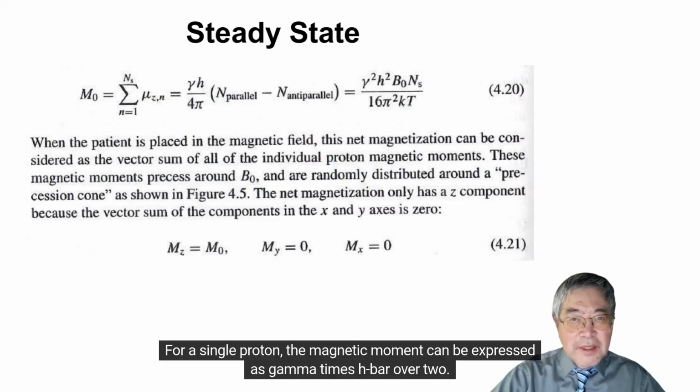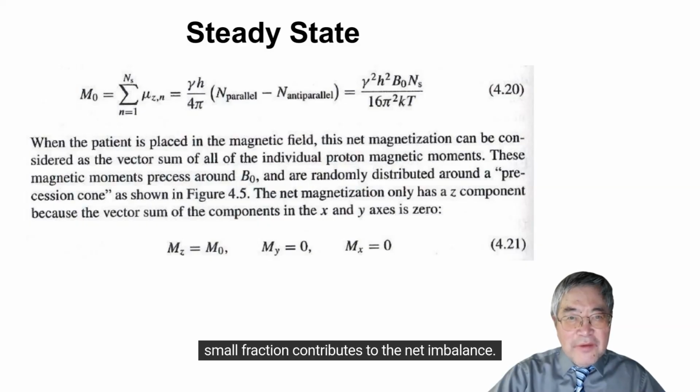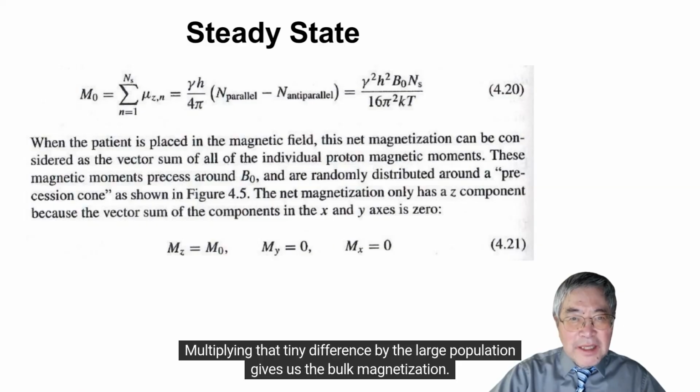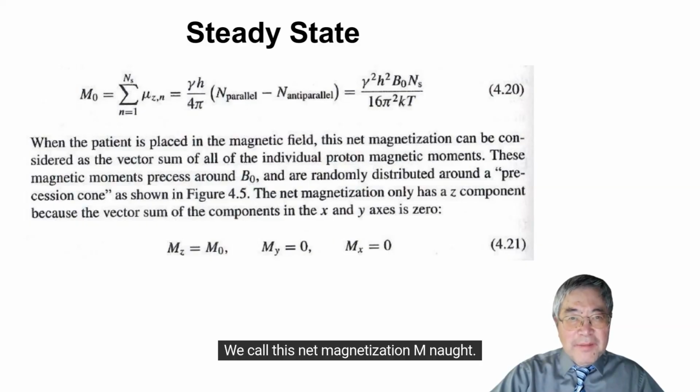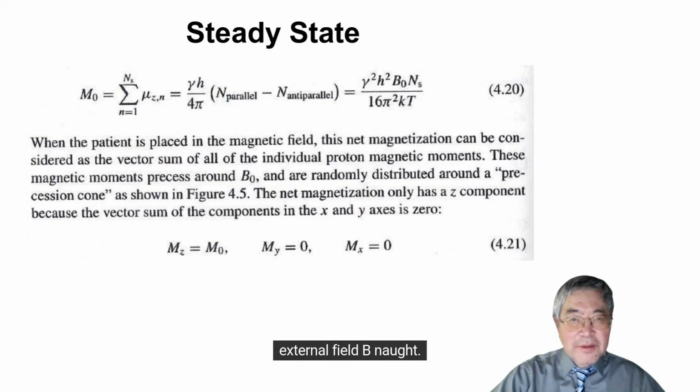For a single proton, the magnetic moment can be expressed as gamma times h bar over 2. But now, instead of just one proton, we have on the order of 10^23 protons, and only a small fraction contributes to the net imbalance. Multiplying that tiny difference by the large population gives us the bulk magnetization. We call this net magnetization M0. It represents the collective contribution of all the protons and points along the direction of the external field B0.